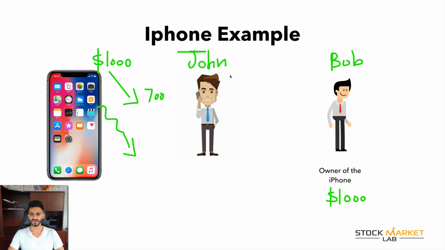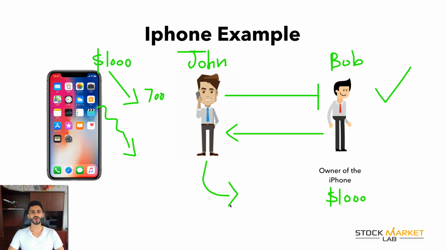So what John does is he goes to Bob and says, hey, listen, Bob, let me borrow your iPhone and I will return it to you in a week. Bob says, okay. Bob takes his iPhone and gives it to John. What John does immediately is sell the phone right now to someone, or he goes online and gets rid of it. When John sells the iPhone, he immediately gets $1,000.